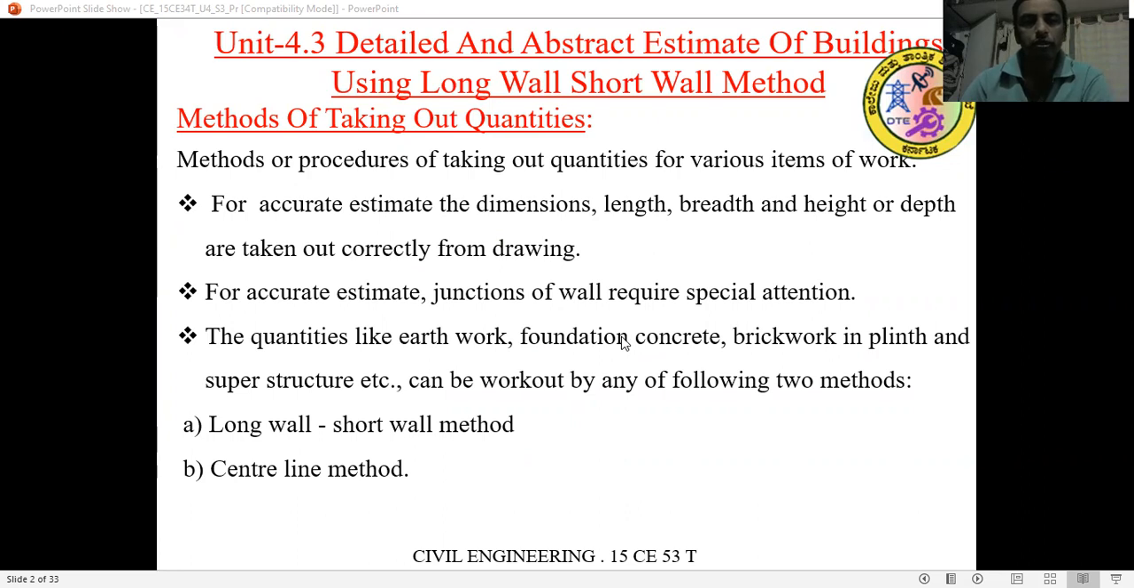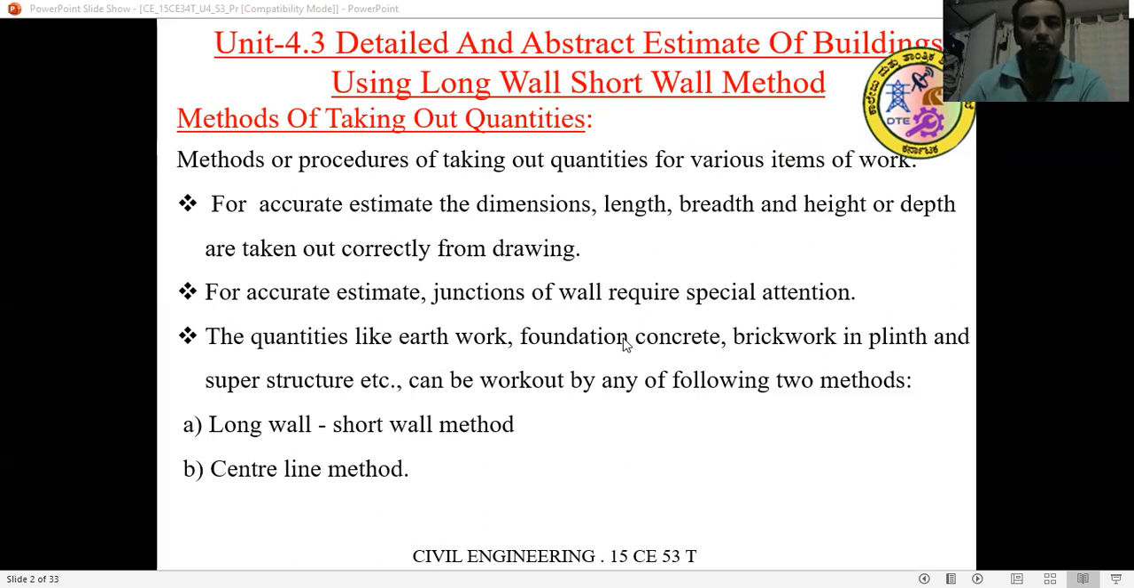First you have to know the method of taking out the quantities. The following are some of the procedures of taking out the quantities of various items of work. For an accurate estimate, the dimensions, length, breadth and height or depth are taken out correctly from the given drawings. Junctions of walls require special attention, especially in case of a central line method.